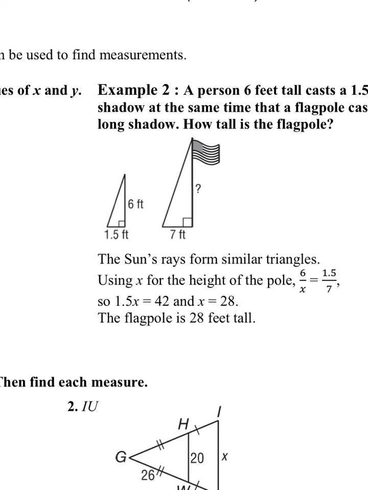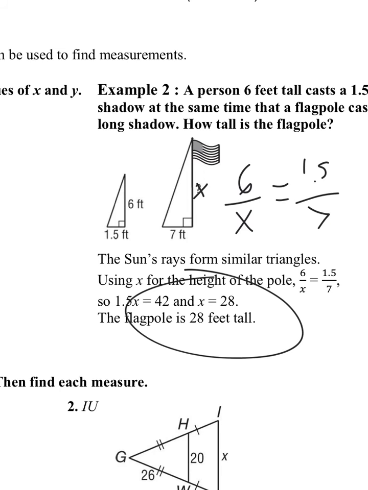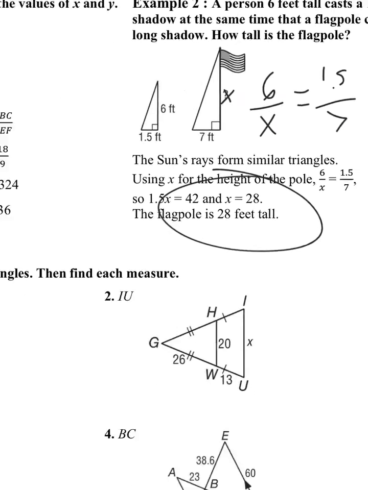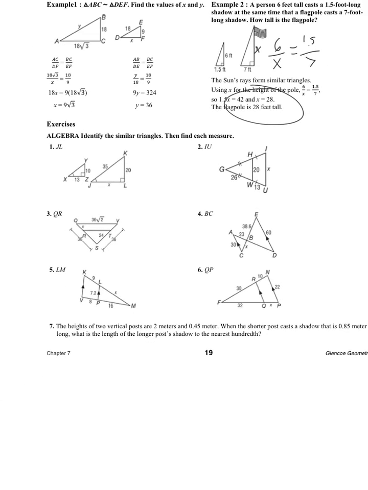And then from here, just a proportion where we don't know the flagpole height, so 6/x equals 1.5/7. Okay, pretty simple stuff, and they even show you how to do it here. So this page is pretty much the same thing as we saw before, just solving for proportions for things you know, or for what you're looking for.